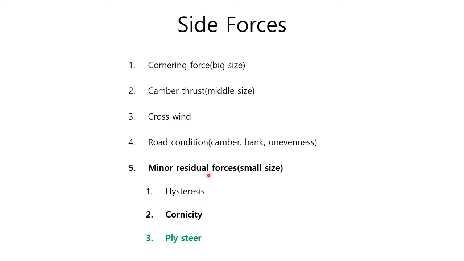If the steering wheel is in the perfectly neutral position and there is no camber on the level road, the vehicle must go straight ahead. But this doesn't happen in the real world. Main reasons are hysteresis, conicity, and the ply steer. Hysteresis and conicity can be easily understood, but ply steer is not easy to be understood from scratch.